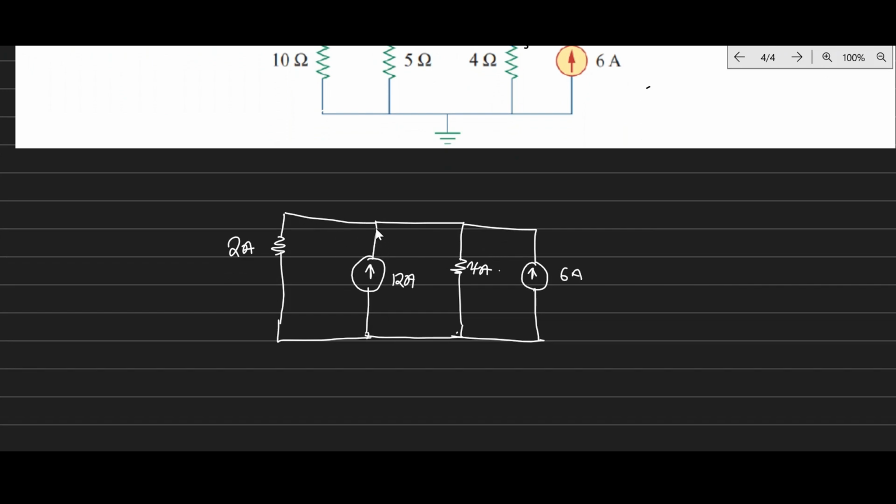So we have 12 amps coming like this, and then another 12 amps through the 2 ohm resistor. And then you have 6 amps coming in like this, through the 4 ohm resistor, 6 amps as well, right? So notice that the currents entering and the currents leaving are the same. These in yellow are currents that are entering, and the ones in red are the currents that are leaving, right? So the sum of those is equal to 0.